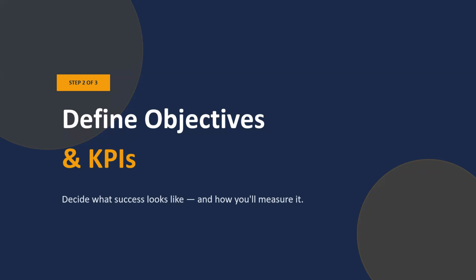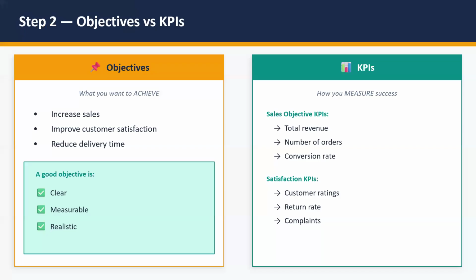All right. The objective is what you want to achieve: increase the sales, improve the customer satisfaction, reduce your delivery time. This is what I achieved. This is just a hypothetical objective, right? This is what we think it will be.